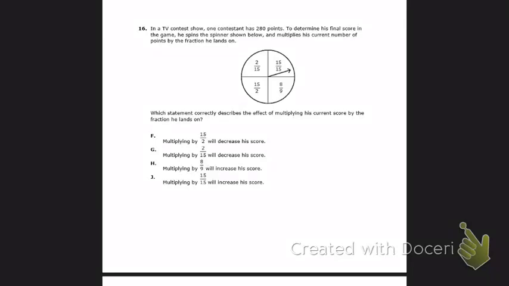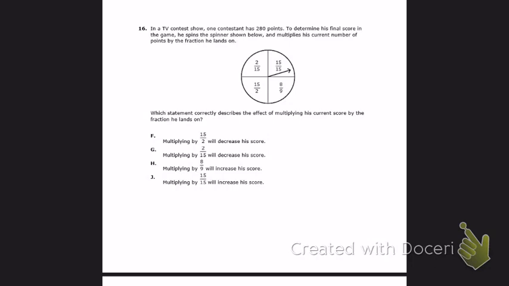In a TV contest show, one contestant has 280 points. To determine his final score in the game, he spins the spinner shown below and multiplies his current number of points by the fraction he lands on. Which statement correctly describes the effect of multiplying his current score by the fraction he lands on?